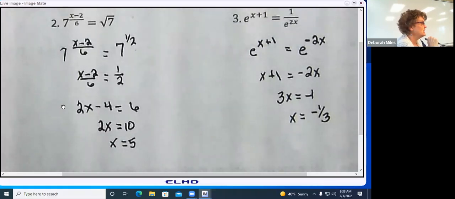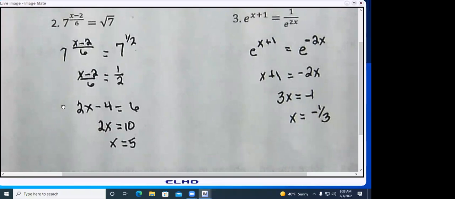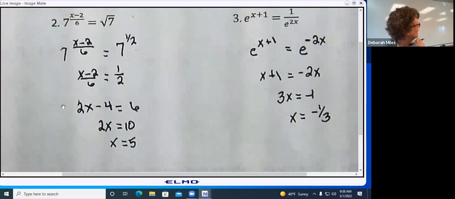You want 20 of those on the test? That's the easy kind, when you can write both sides having the same base. Yeah, 20 of those exactly.